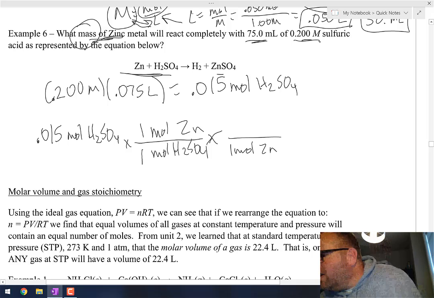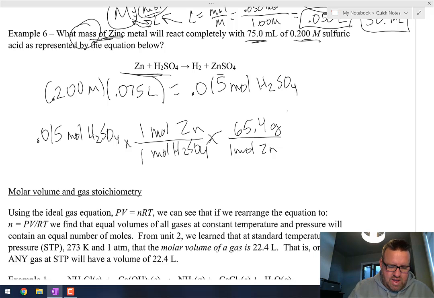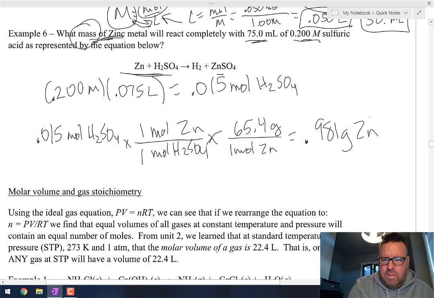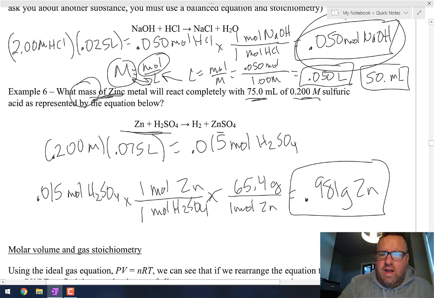So the molar mass of zinc is 65.4 grams. So everything's ones except for that number, so I'm going to take 0.015 and multiply it by 65.4, and I get a final answer of 0.981 grams of zinc. All right, and that is our final answer there.